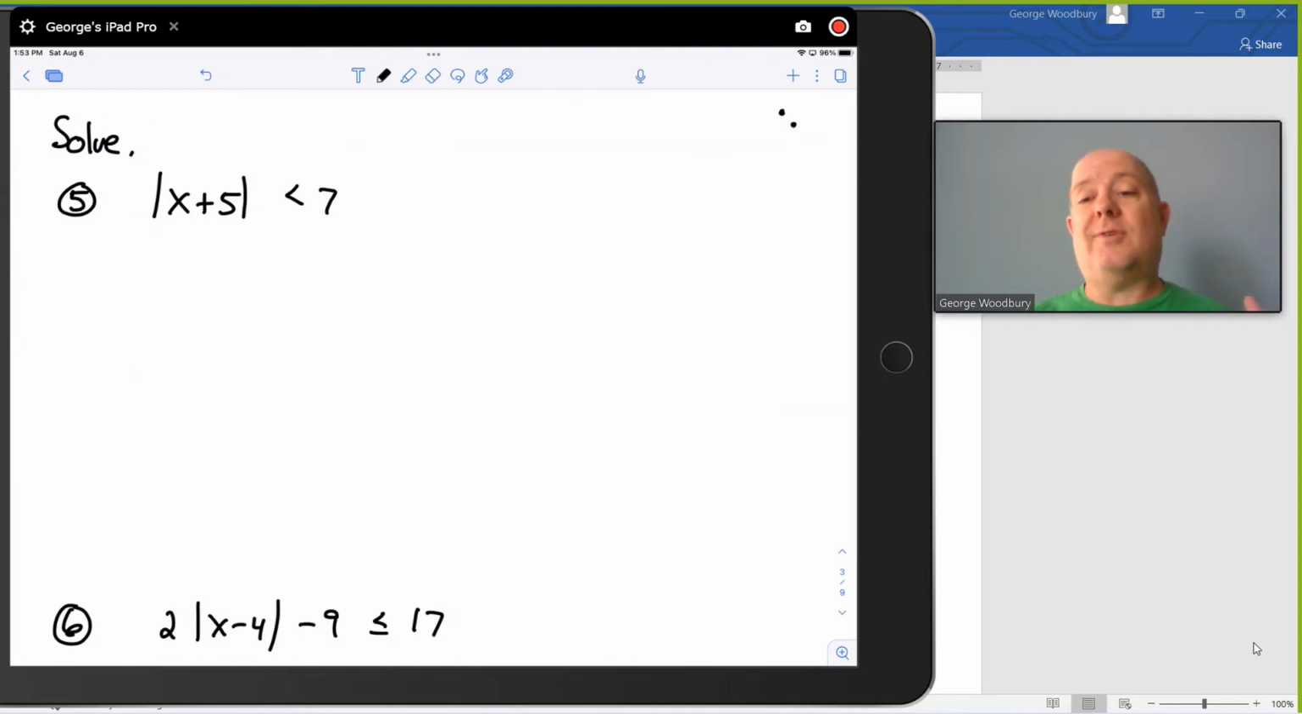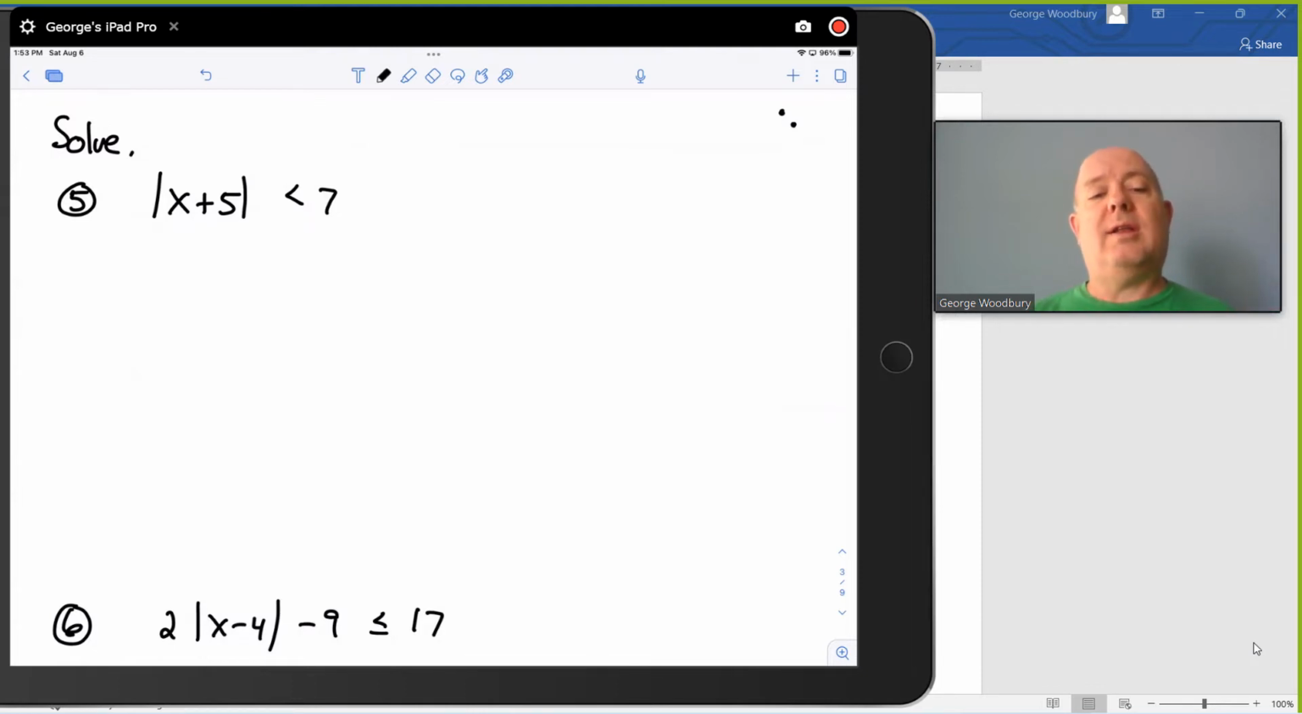Well, we know 6, 5, 4. The positive numbers that are less than 7, their absolute value is also less than 7. How about a number like -1? The absolute value of -1 is +1, that's smaller than 7. -2, -3, they work. When we get to -8, though, we run into a problem because the absolute value of -8 is +8, and that's actually greater than 7.